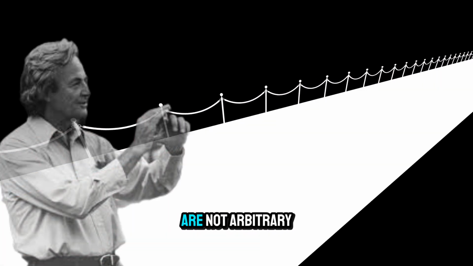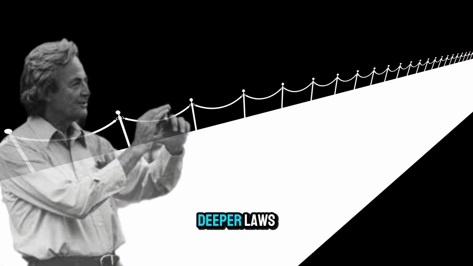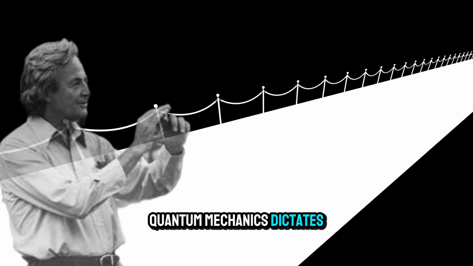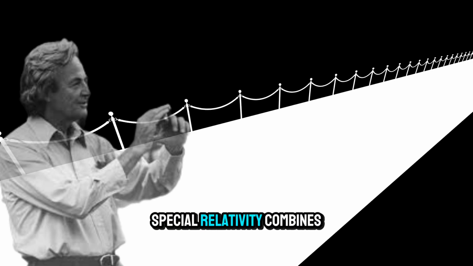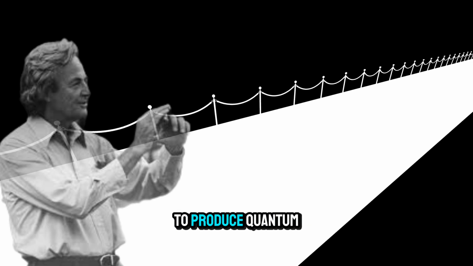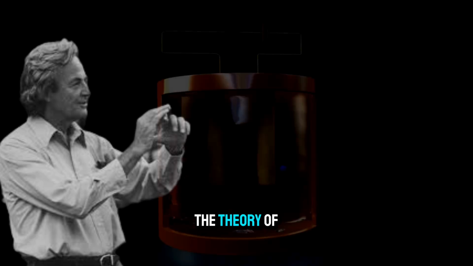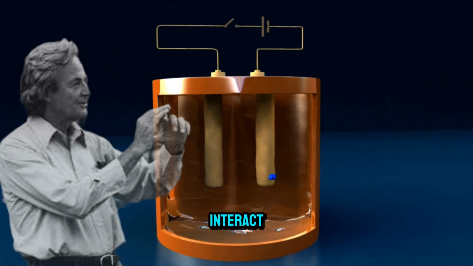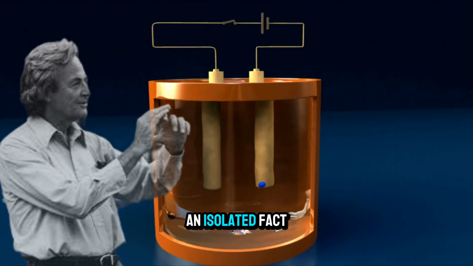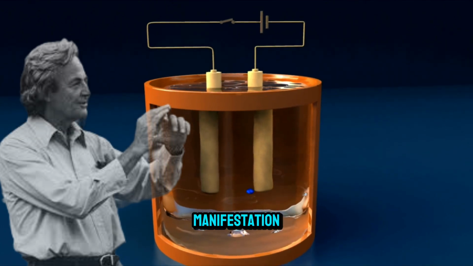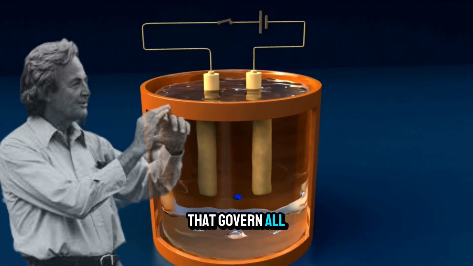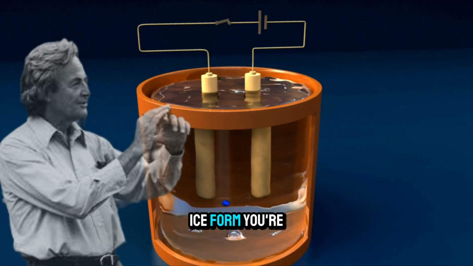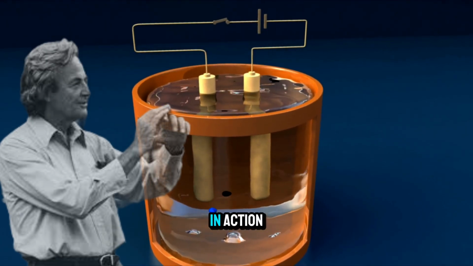And those principles are not arbitrary, they're consequences of deeper laws. Quantum mechanics dictates how electrons behave. Special relativity combines with quantum mechanics to produce quantum electrodynamics, the theory of how charged particles interact. The structure of ice is not an isolated fact. It's a specific manifestation of general principles that govern all of matter. When you see ice form, you're watching quantum mechanics in action.